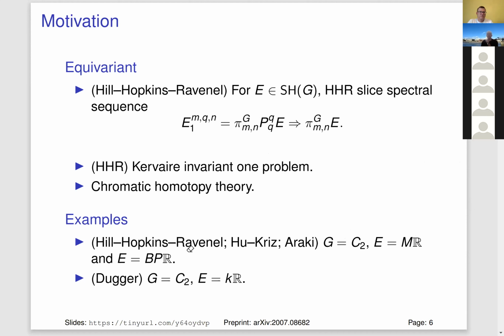Another result, which is sort of the pioneering result in this area, is a result of Dugger, which I think was one of the first complete analyses of this spectral sequence. So he worked with the group C2 and studied this spectrum KR, which is a connective version of Atiyah's real K-theory. So these are the 2 examples that I'll come back to in a minute.